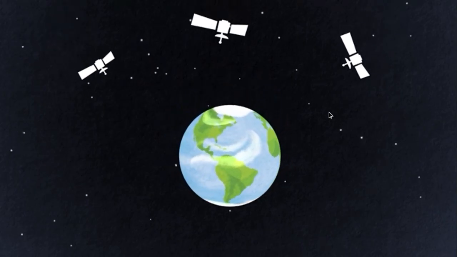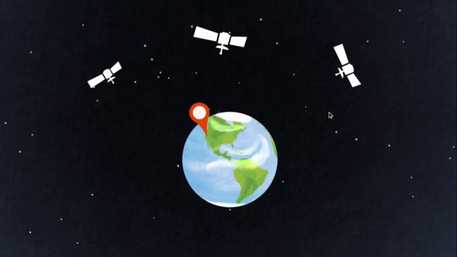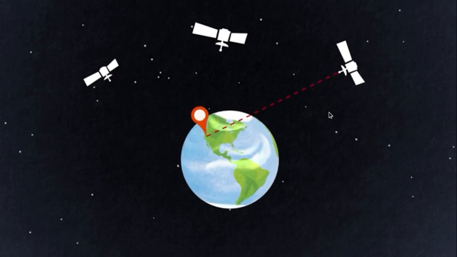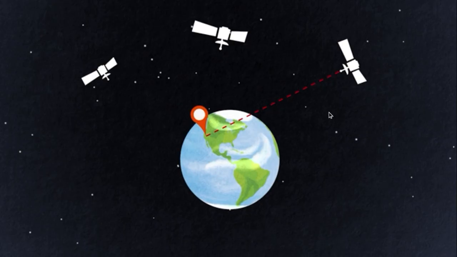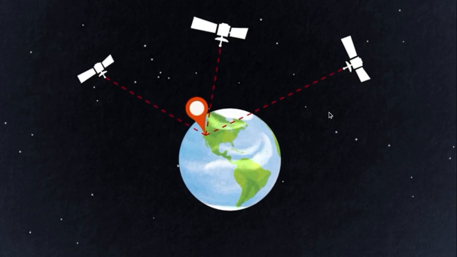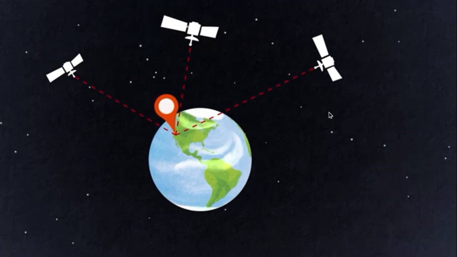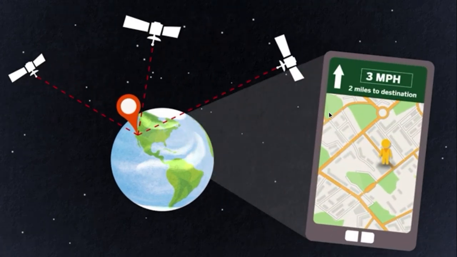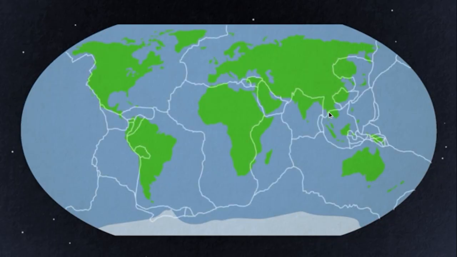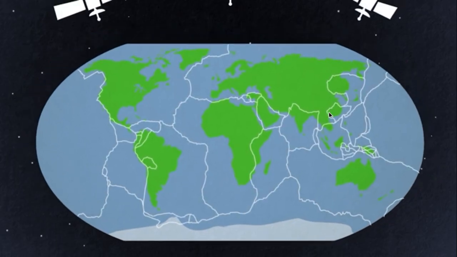GPS requires 2 parts, a receiver on Earth and satellites in space that send radio signals to the receiver. Once your receiver gets signals from at least 3 different satellites, it can accurately calculate your position on Earth. And if your receiver moves, the GPS system can measure the exact speed and distance you've traveled. This kind of accuracy makes GPS really useful for geologists who study plate motion.